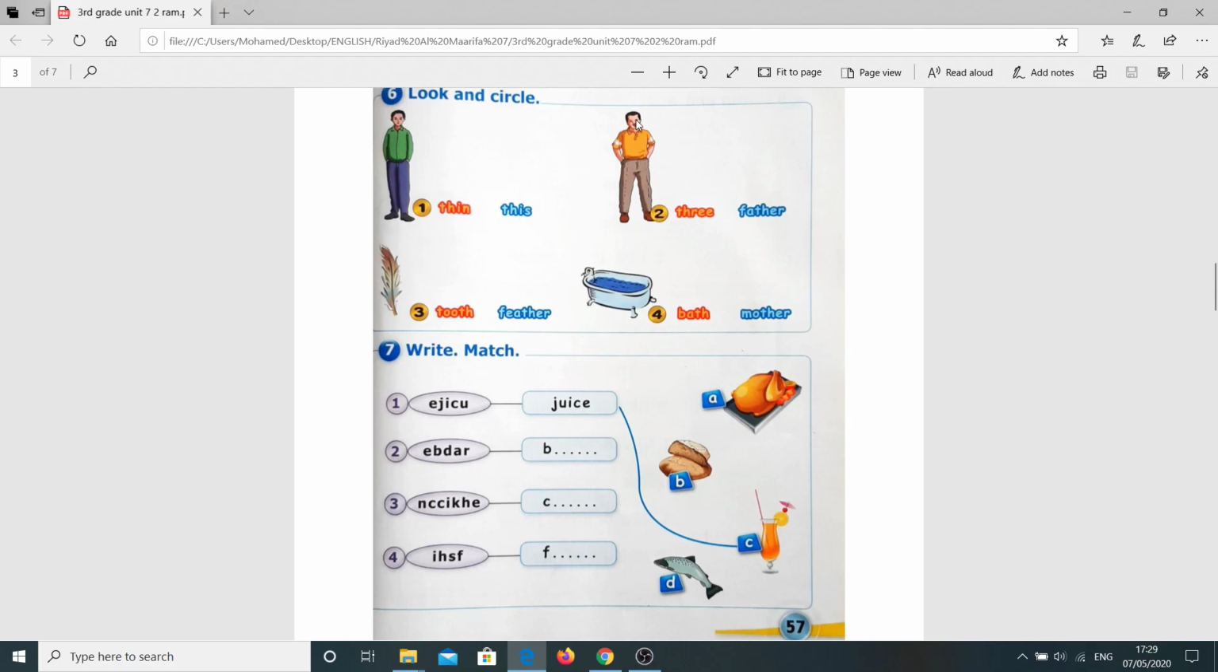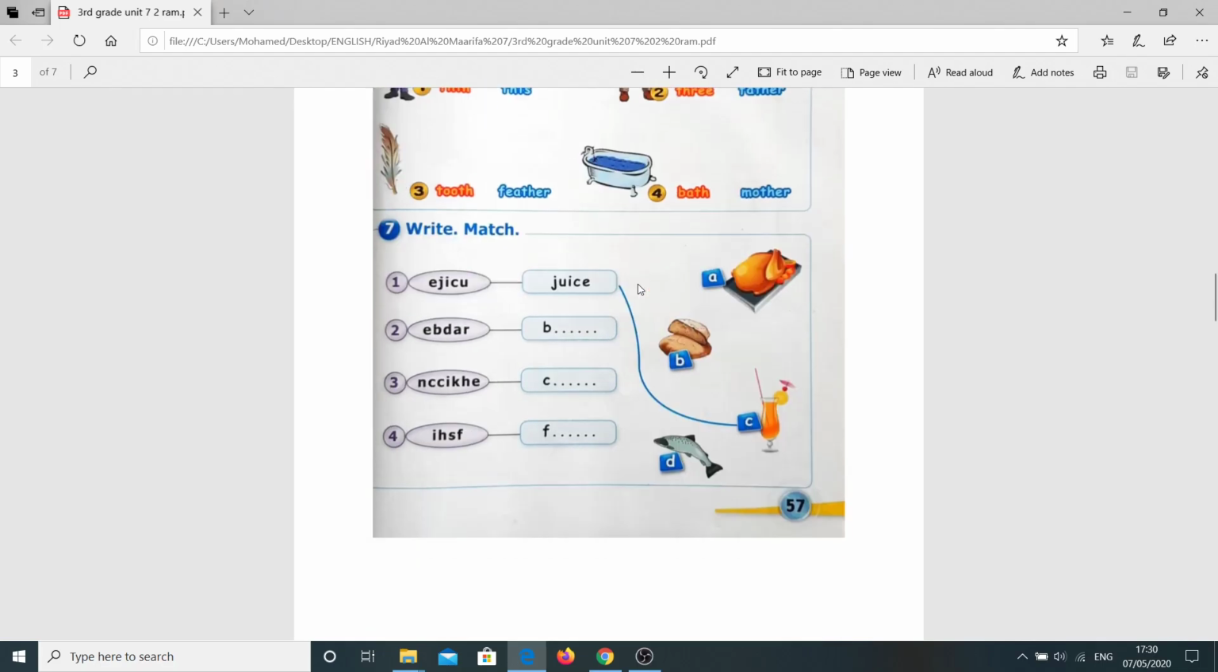Number 2, look at this man. Is it mother or father? Number 3, tooth or feeder? What about this picture? Is it tooth or feeder? Number 4, is it a bath or a mother? Finished. Check the answers together.